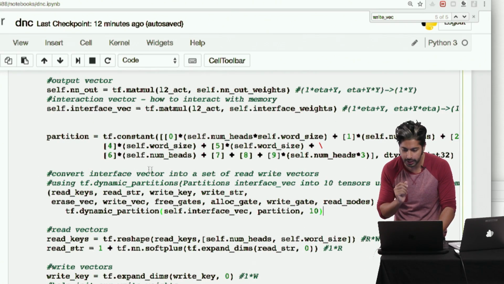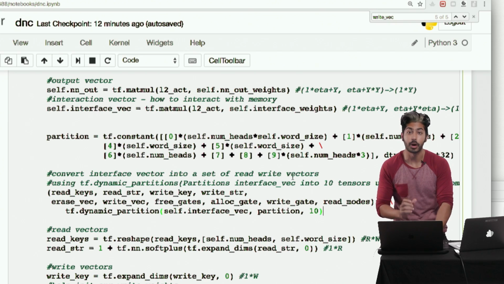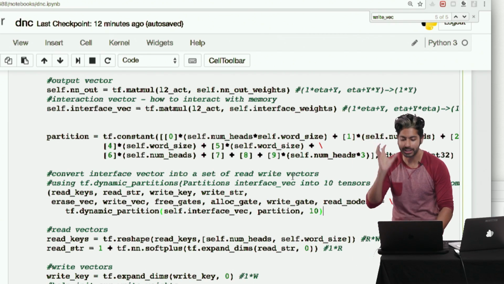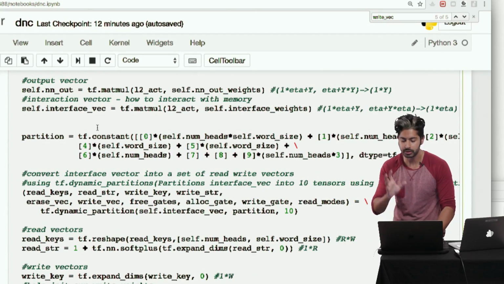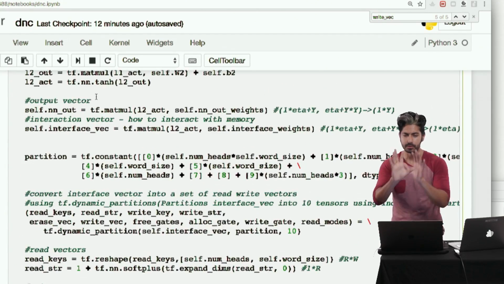So we want to convert our interface vector into a set of read and write vectors. And we use the partition to do that. Okay, so what do I mean by the partition? Let me back up here for a second.